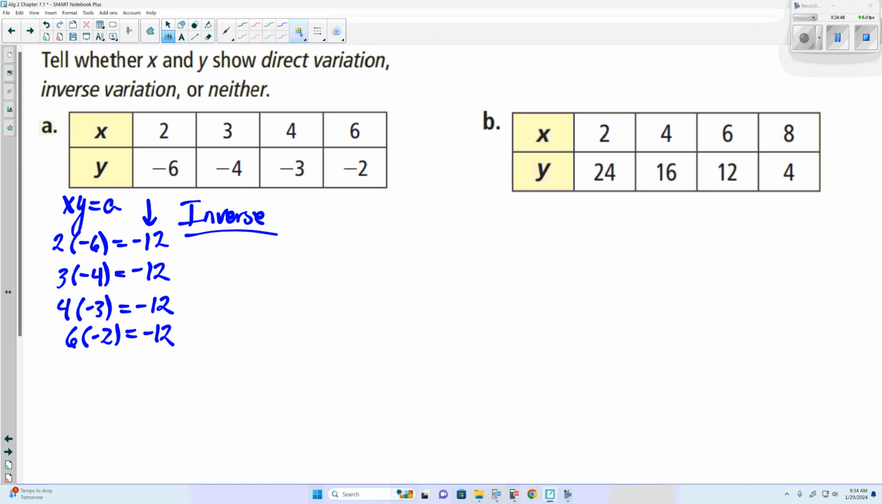Now, we did inverse. Our x times y equals a is the inverse. Now, we don't even have to do direct, because if it's one, it can't be the other. Because our direct y over x is equal to a. So for the first one, it'd be negative 6 over 2. Well, negative 6 divided by 2 is negative 3.